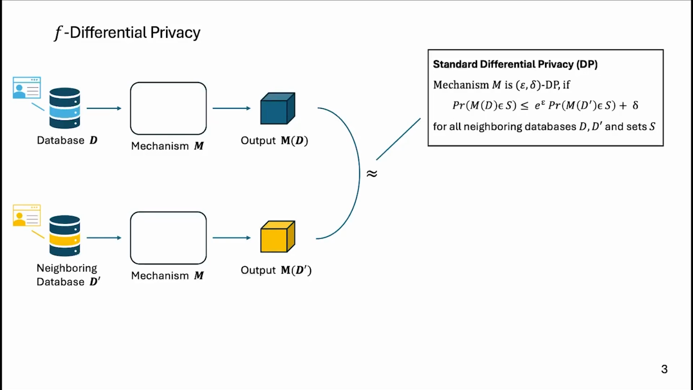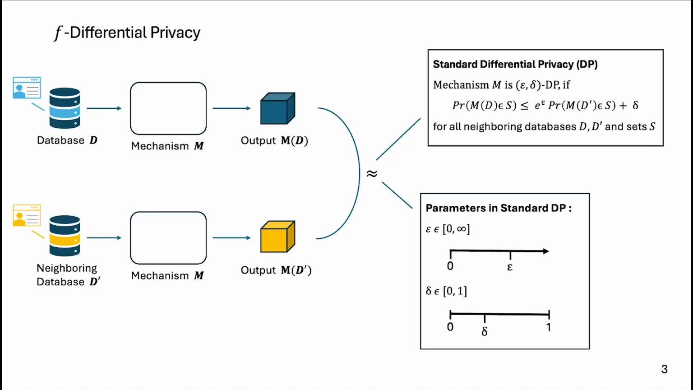In standard differential privacy, this notion of closeness is expressed with the help of two privacy parameters, epsilon and delta, where epsilon lies on the positive real line and delta lies on the unit interval. And if one takes a closer look at the definition of standard differential privacy, one notices that the smaller these two privacy parameters are chosen, the closer the two probability distributions attached to the output M of D and M of D dash are, and the closer these two distributions are, the less distinguishable these outputs become, and the more privacy there will be for the individuals in our database.